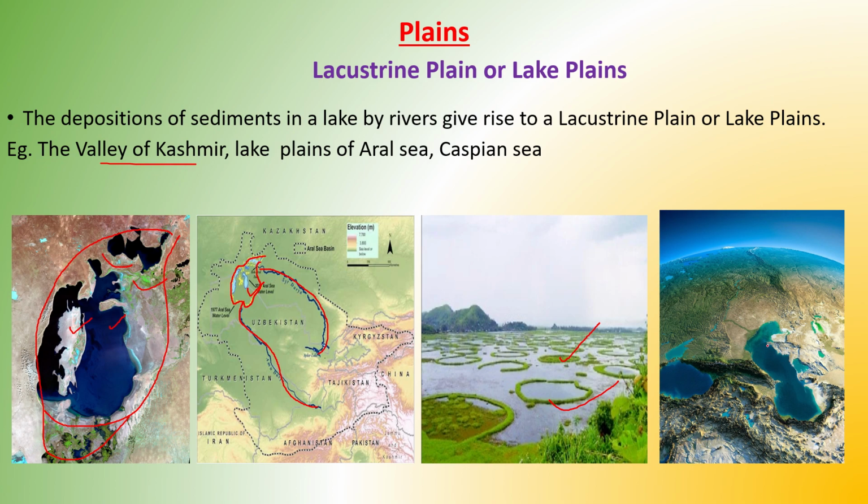Here in the Caspian Sea also, the surface area has become less because of the Volga River, which is flowing into it, or other rivers, whichever are flowing into it, depositing the silt over there and forming lacustrine plains.